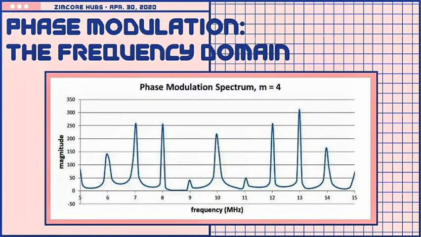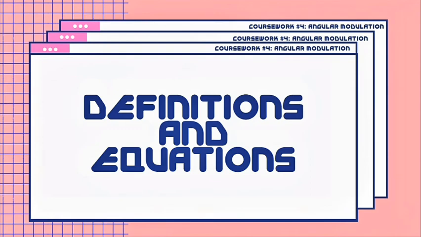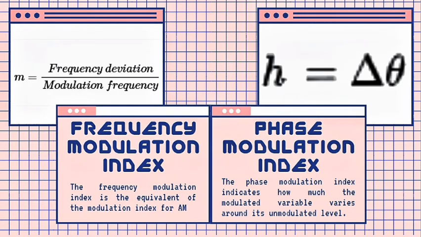Here are the spectra for phase modulation with the carrier and baseband signals used as seen on the following figures. Lastly, on the final part of the video discussion, we have more definitions and equations. For the FM and PM index, the frequency modulation index is the equivalent of the modulation index for AM, but obviously related to FM. In view of the differences between the two forms of modulation, the FM modulation index is measured in a different way.